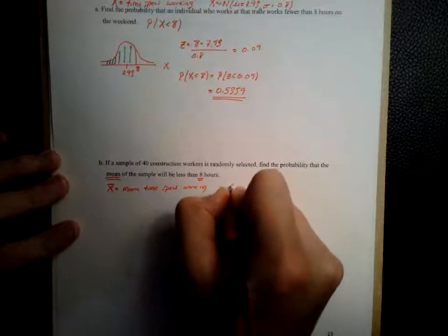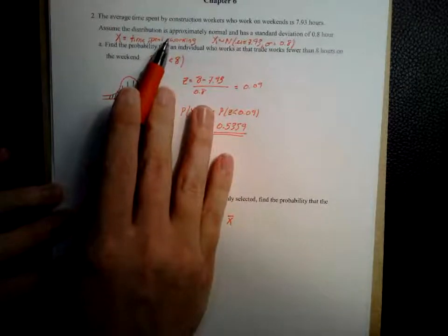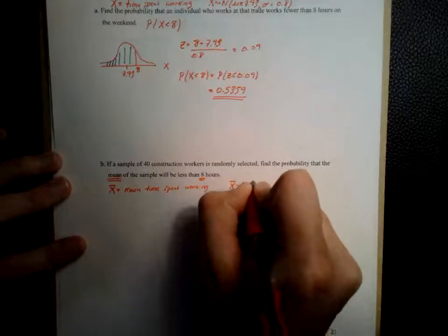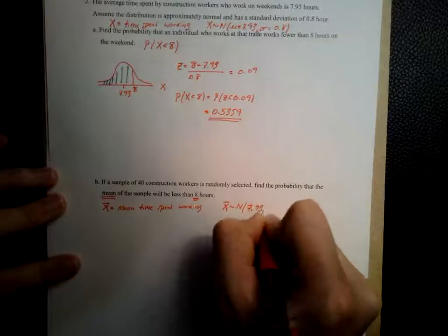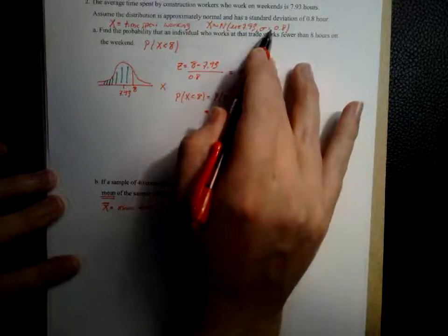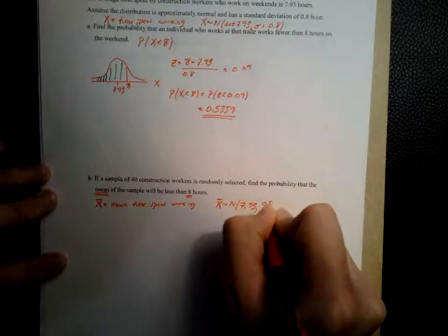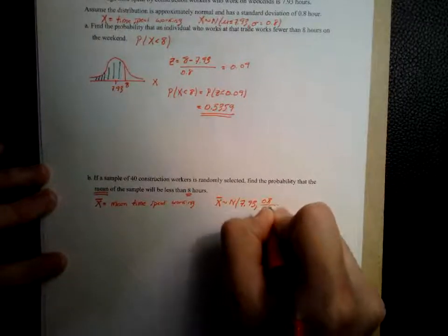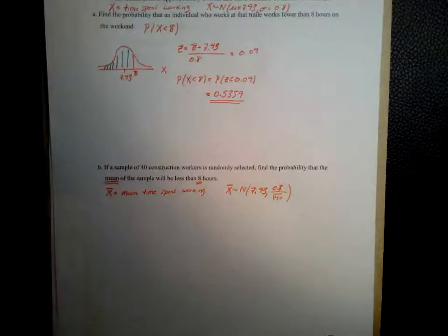Then we had in the previous part that this distribution was already approximately normal. So that implies that already the distribution of our sample means is normal, with the mean still the same of 7.93 and a standard deviation of sigma divided by the square root of n. Sigma in the original problem was 0.8, and it tells us if we sample 40 construction workers, so that implies n equals 40. So our standard deviation of the sample means is 0.8 over the square root of 40.